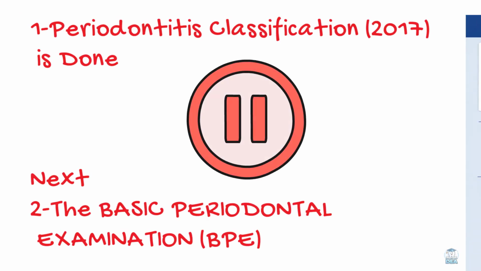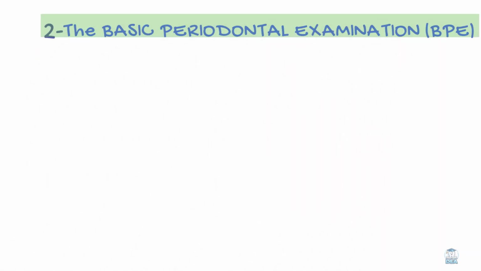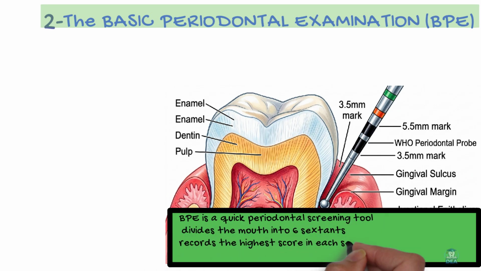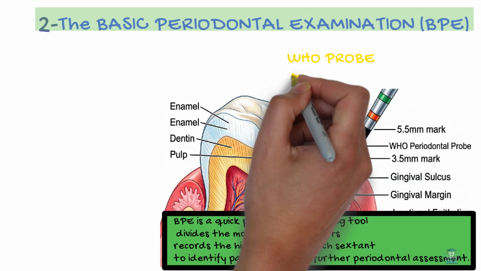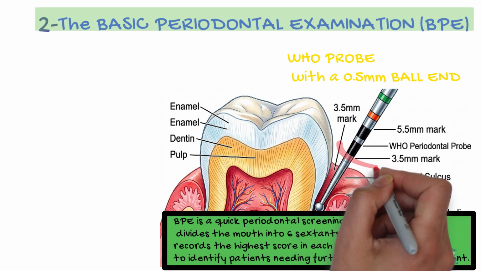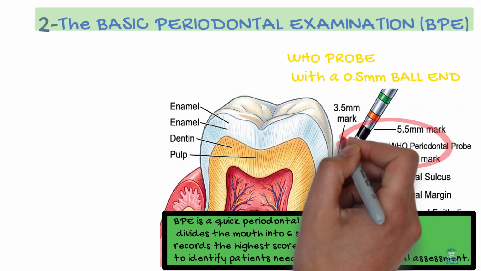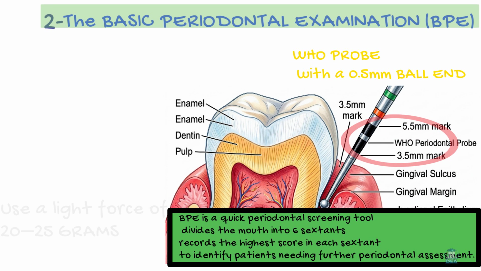The basic periodontal examination is a fast screening tool using a WHO probe with a 0.5 millimeter ball end and a black band from 3.5 to 5.5 millimeters. Exam Pearl. Use a light force of 20 to 25 grams.